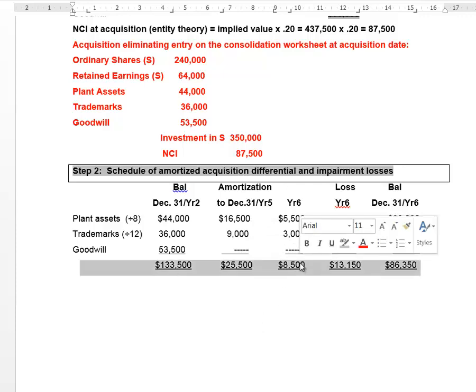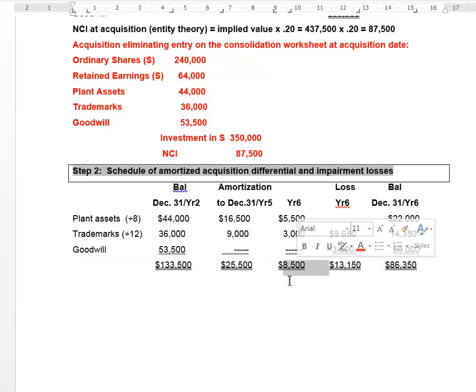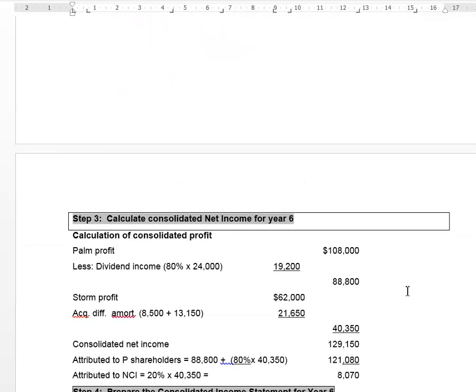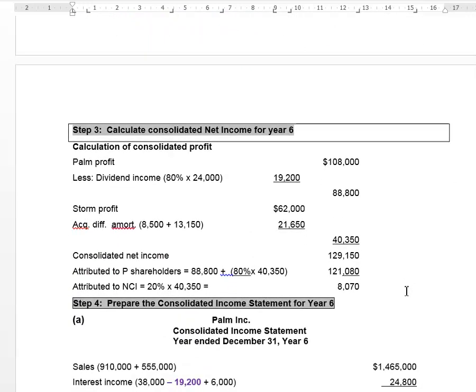This is going to be adjusting the sub's income, 8,500 plus 13,150, when I calculate my consolidated net income for year 6. And when I calculate NCI in the balance sheet, if I use method 1, NCI is going to get its cut of what's unamortized and unimpaired to date. It's going to get its share of the remaining fair value increments and decrements, right? Which include 86,350. So, if I go on now to step 3, I have to calculate my consolidated net income.